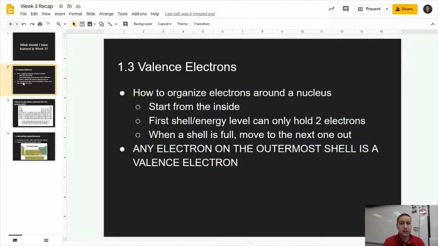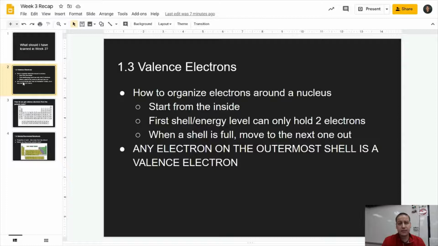So let's say we have lithium that has 3 electrons: you fill up the first 2, and then you move to the next shell and put the extra 3rd electron there. When a shell is full, you move out to the next one. So if I filled up that next shell with 8, then I would have to move out to the next one if I had any more electrons. Any electron on the outermost shell is a valence electron.